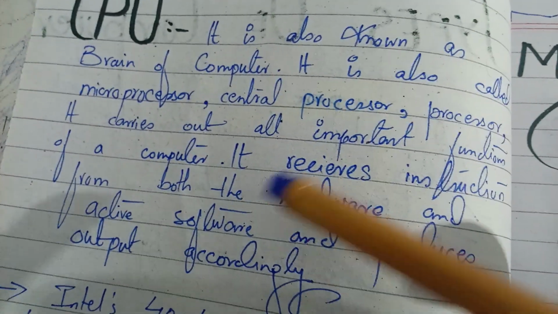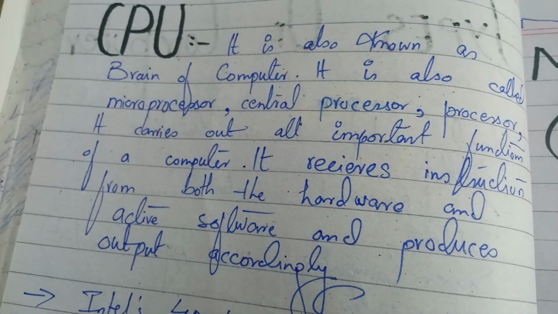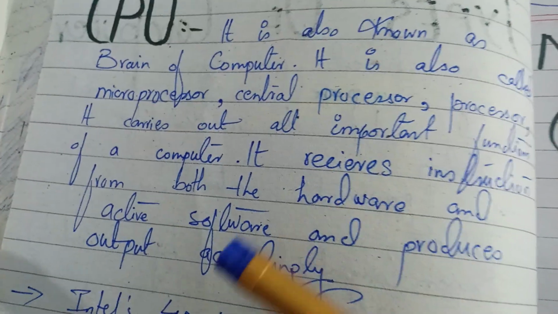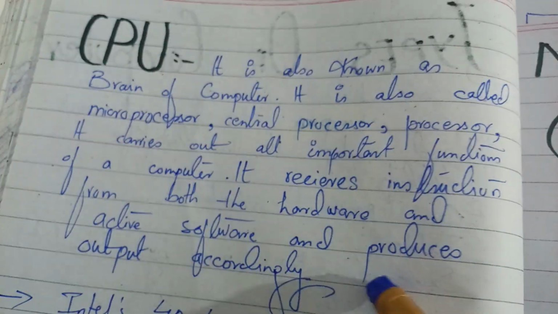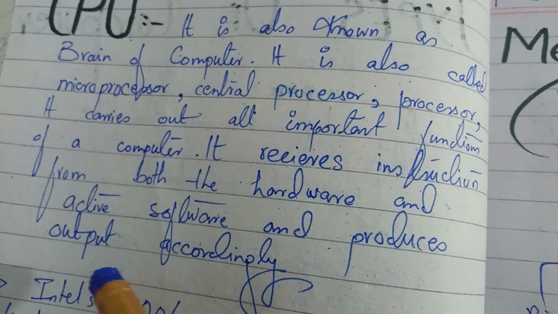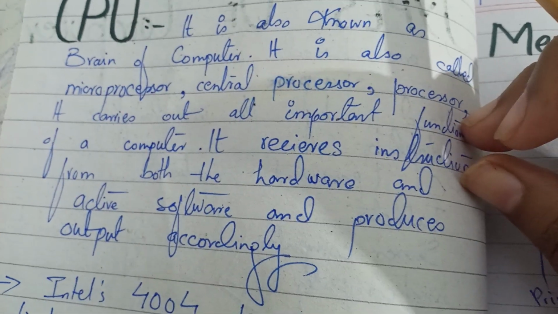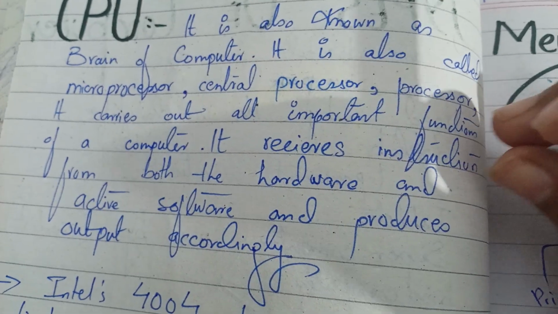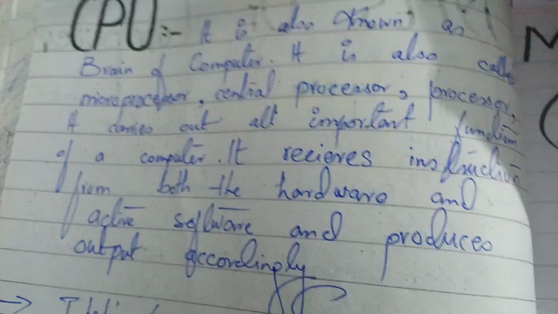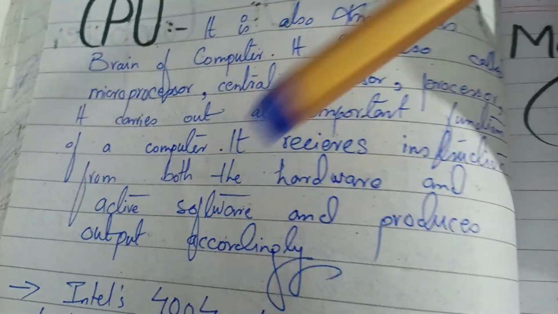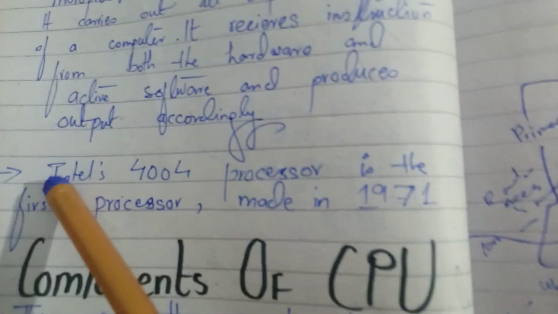If the concepts of hardware and software are still not clear, watch my last video, where I talk about hardware and software briefly. The CPU processes and produces output accordingly. As I told you in the last video, if you insert any input, it will provide output through the CPU.